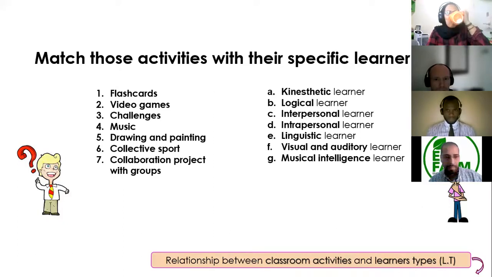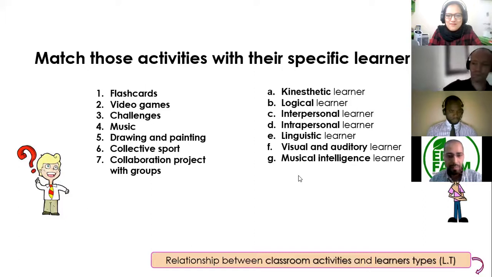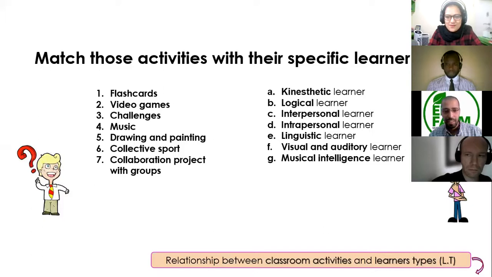Yeah, I've seen some answers here. Number 4 with G, Derek, the logical learner, yeah. Video for visual learners. Okay, I think I get good answers here. So video games, for example, for a visual learner. And number 5, drawing and painting with F, so visual and auditory.